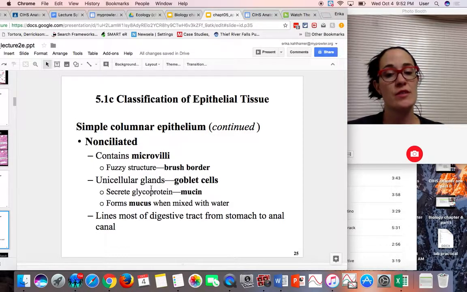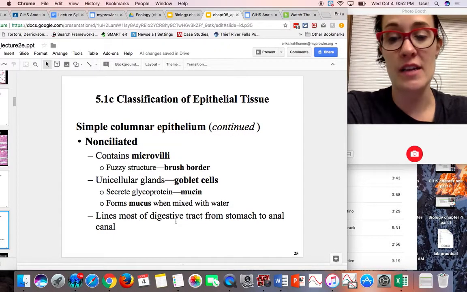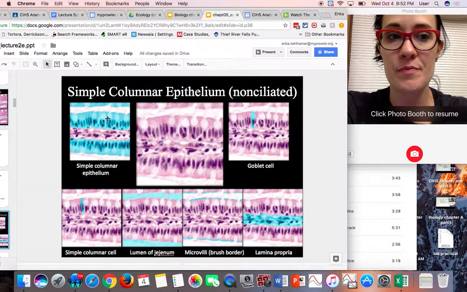It contains unicellular glands. Most of the time they're goblet cells. Goblet cells secrete mucus when it's mixed with water. And most of your digestive tract, from your stomach to your anus, so your stomach and then your intestines, are lined with non-ciliated simple columnar. In green, this is what it looks like. So elongated cells there. And in between the cells, sometimes you'll see these goblet cells that secrete mucus.